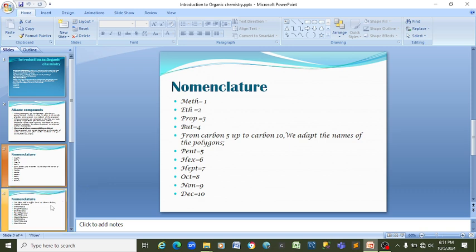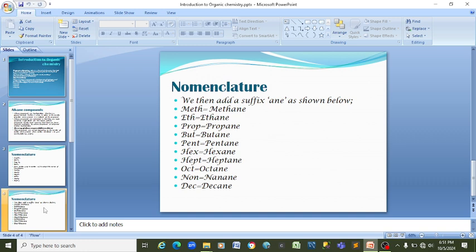When it comes to the full name, we are going to add a suffix. Here the suffix is ane for all alkane compounds. So we are just going to add ane at the end. So for meth, we add ane, and it becomes methane. If it is eth, we still add ane at the end, and we get ethane. For prop, we add ane and it becomes propane. And for but, we add ane and it becomes butane.